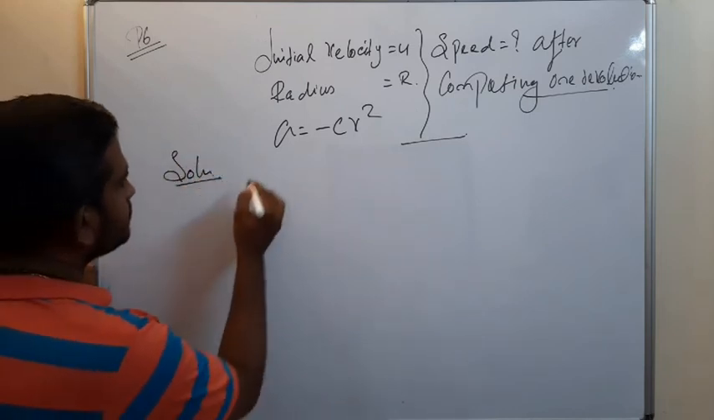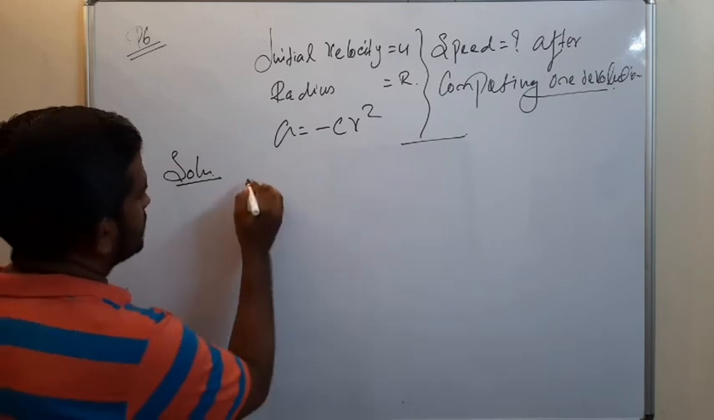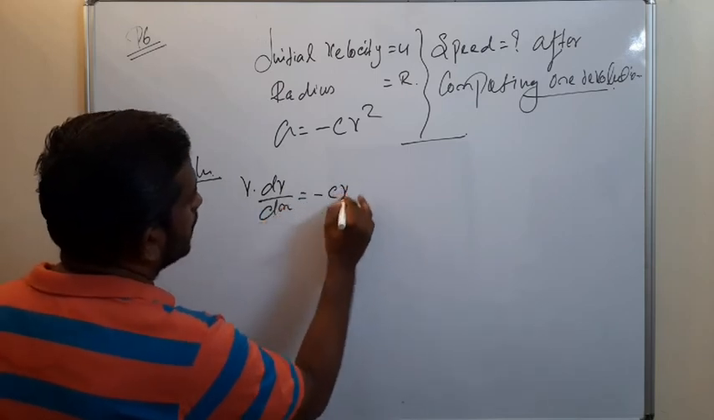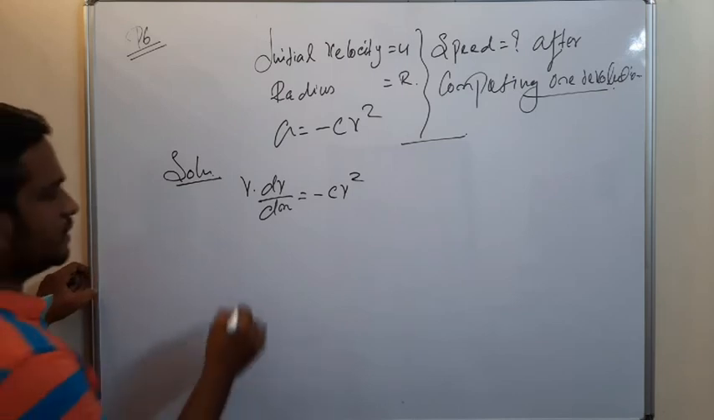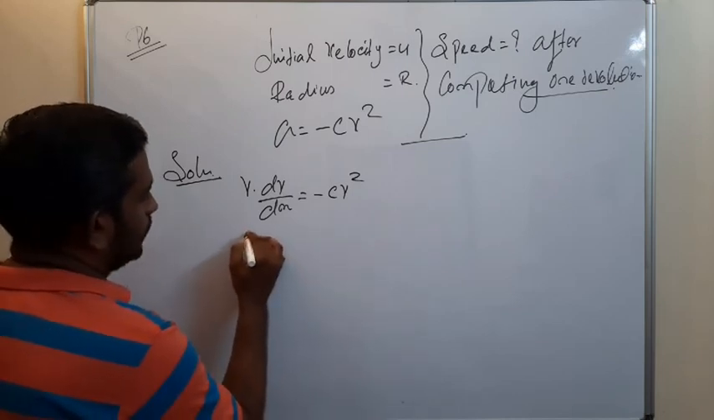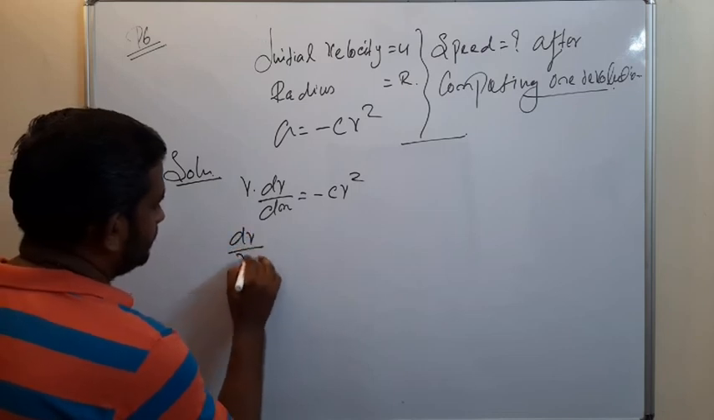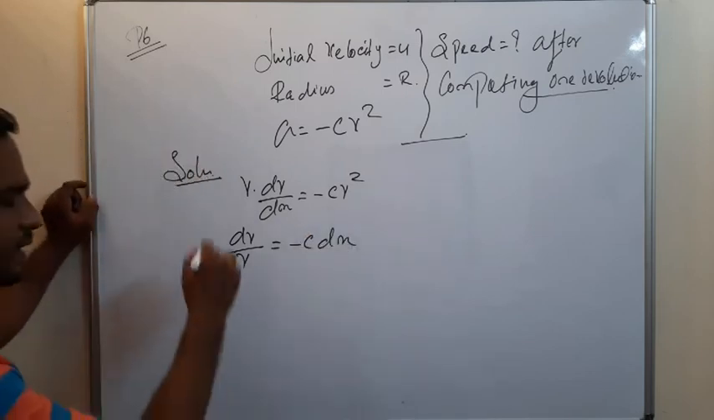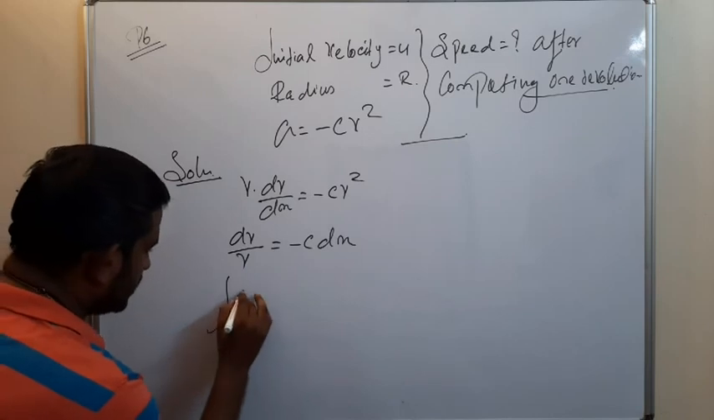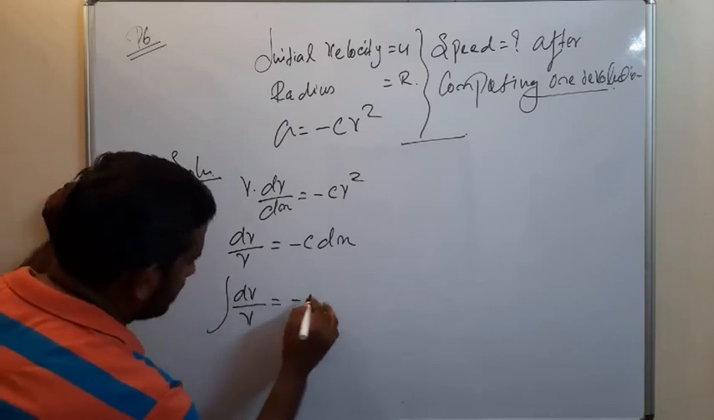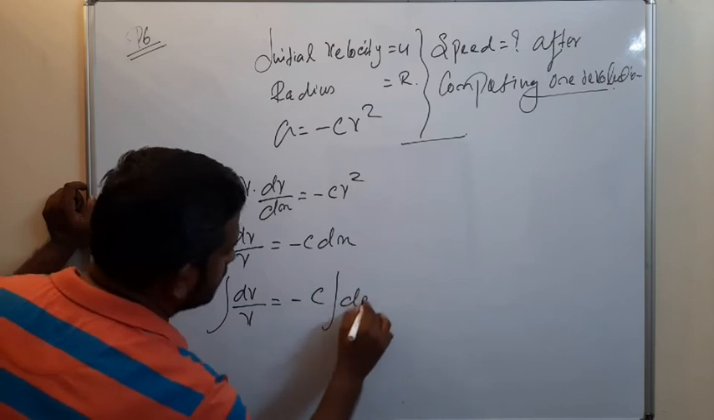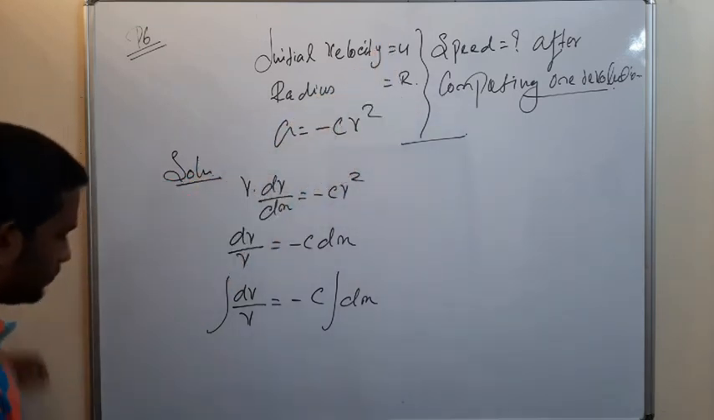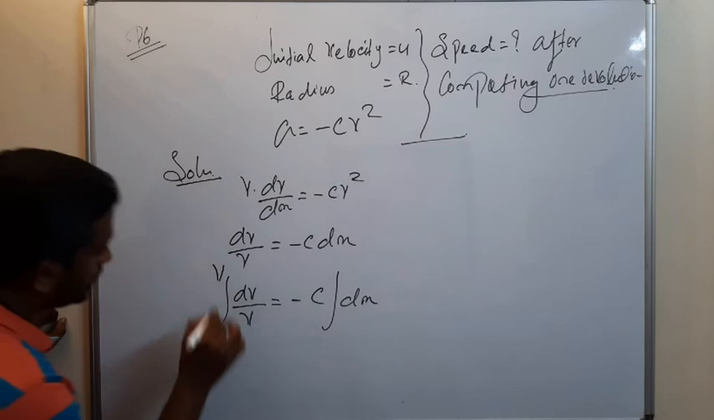So, solution. Acceleration is equal to minus C v square, that is v into dv by dx equal to minus C v square. So dv by v is equal to minus C dx. Integrate on both sides: integration of dv by v equals minus C integration of dx. The velocity changes from the initial velocity u to the final velocity v.